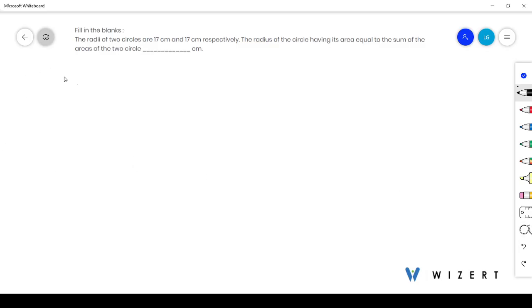Our question is, the radii of two circles are 17 cm and 17 cm respectively. What is the radius of the circle having its area equal to the sum of the areas of two circles?